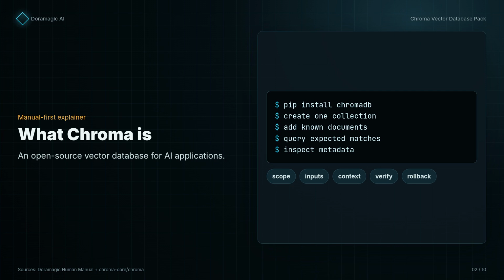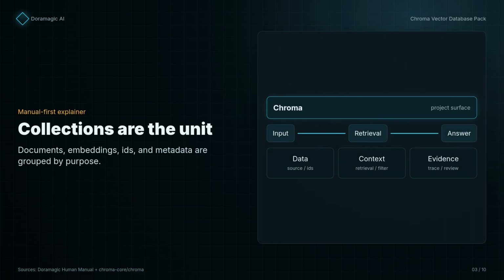The collection is the first boundary. A collection groups related documents, embeddings, IDs, and metadata. If collections are messy, every downstream answer becomes harder to trust. Good collections have a clear purpose, stable IDs, and metadata that helps filtering and auditing.